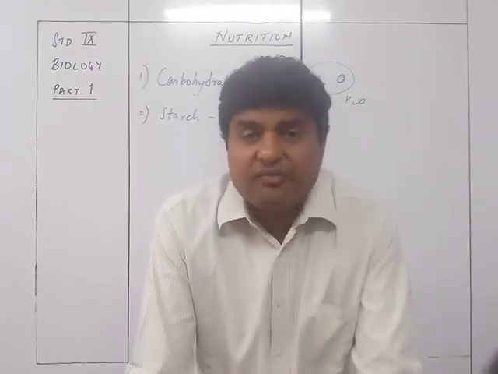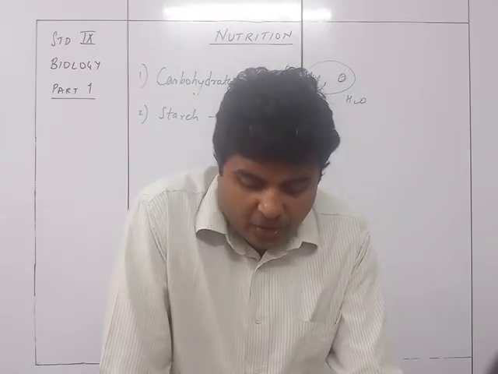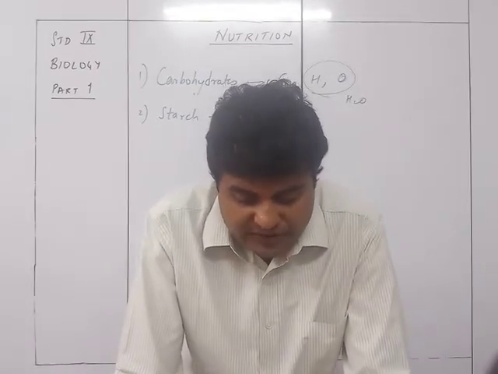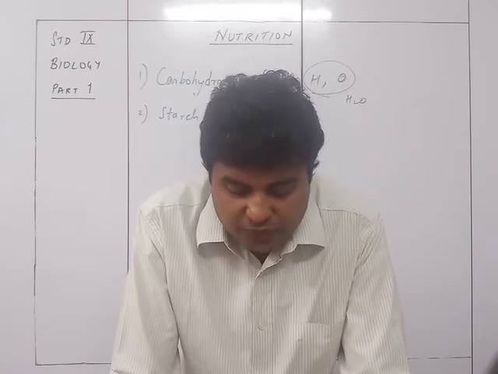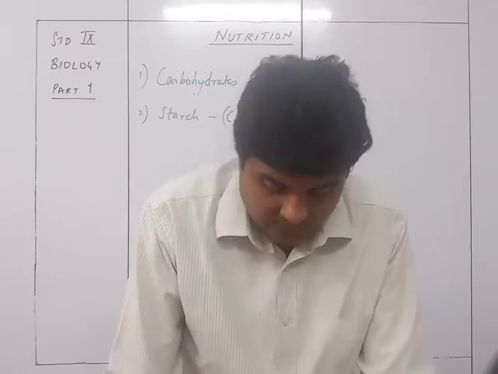Sources of roughage are vegetables, fruits, corn, half-crushed wheat, dalia, and these are the chief sources of roughage in our food. Cabbage is one vegetable which provides a lot of roughage.